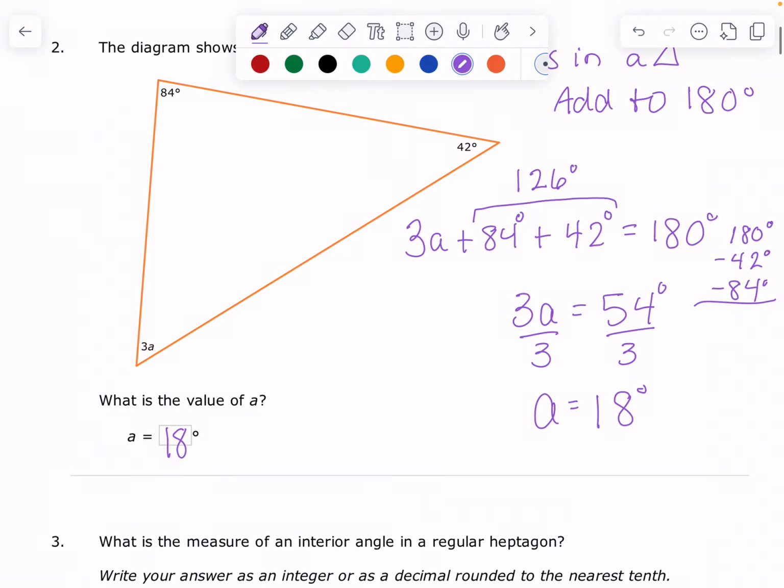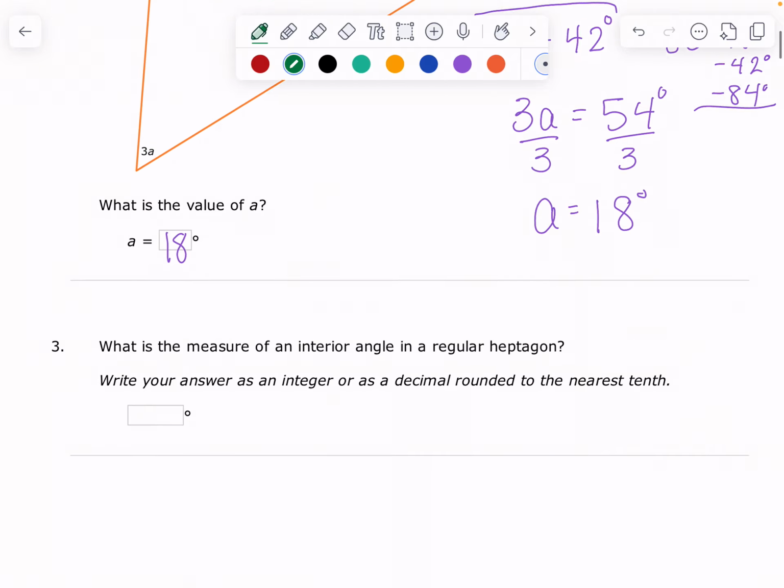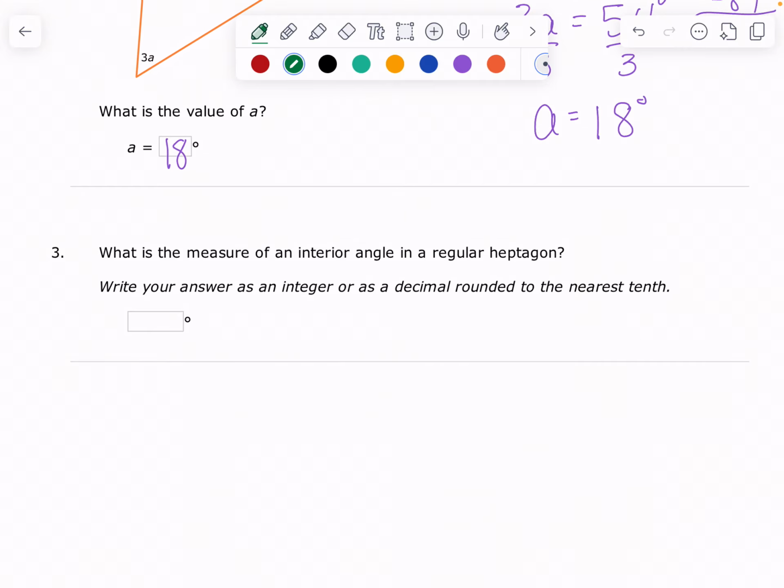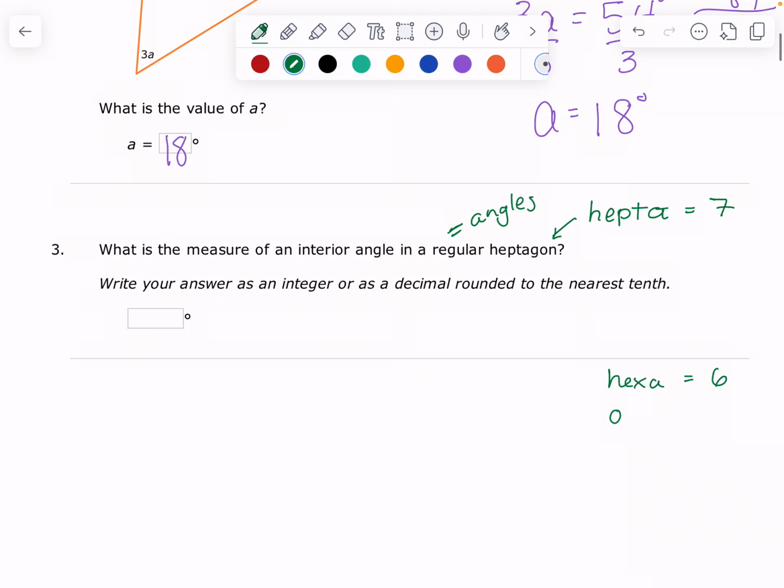Next one, we have, what is the measure of the interior angle of a regular heptagon? Remember, that means equal angles is what we need to know for this. Hepta means 7. Well, hexa means 6. Is it octo or octa? Octa is 8. And nona is 9.